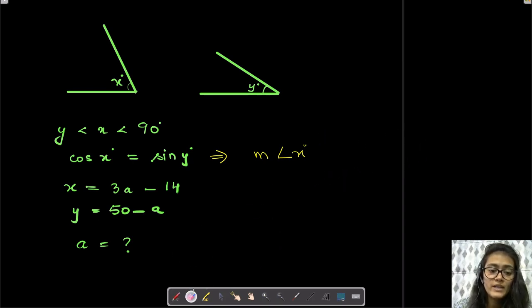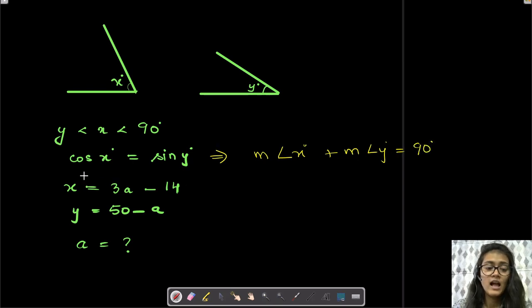My bad. We can say that measure of angle x plus measure of angle y is equal to 90 degrees. This is what we can say. Now it's also given that x is equal to 3a minus 14 and y is equal to 50 minus a. Then we have to find out the value of a.